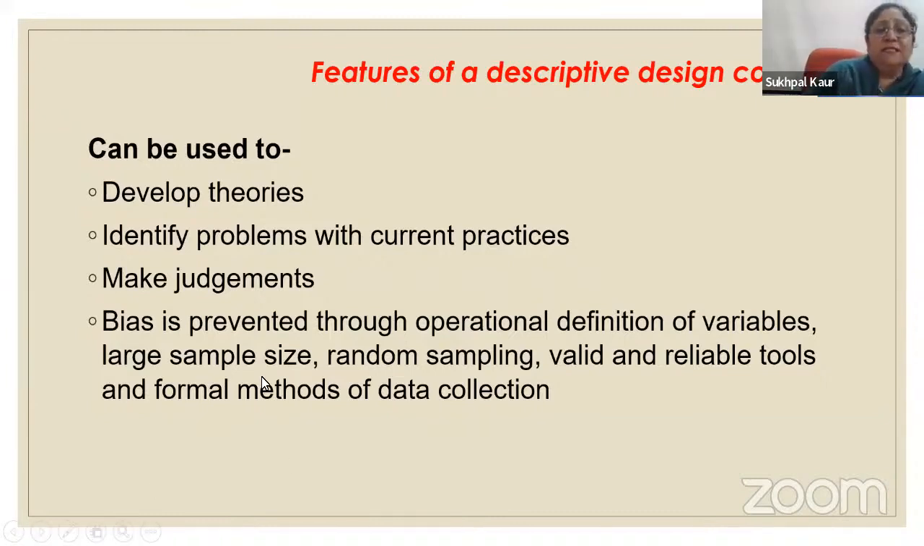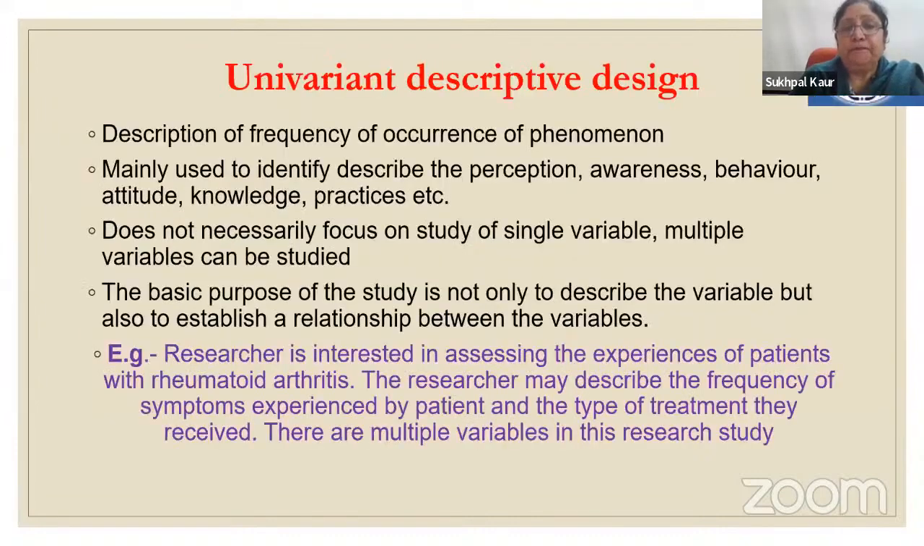And there could always be bias in case of descriptive studies, which can be prevented by operationally defining the variables properly, having a large sample size, having a random selection of the participants from a large group of participants, and having valid and reliable tools and a formal method of data collection. So if we are very careful, even then the descriptive type of studies carried out could give us a large amount of data, could give us the reply to our research questions very well. But we need to be very careful at the time of designing the descriptive research studies.